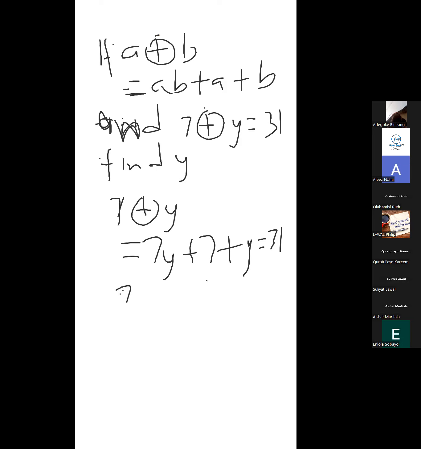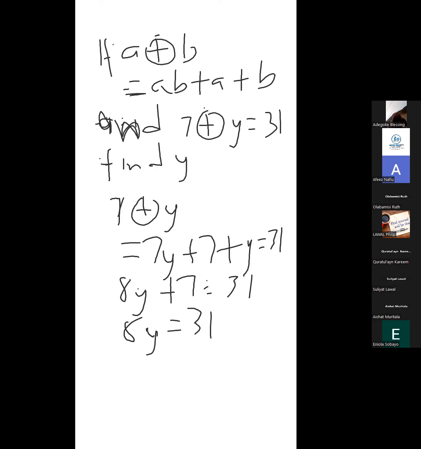So let me just write that up. 8y plus 7 is equal to 31. That means 8y is equal to 31 minus 7.